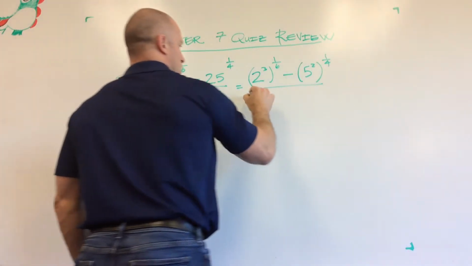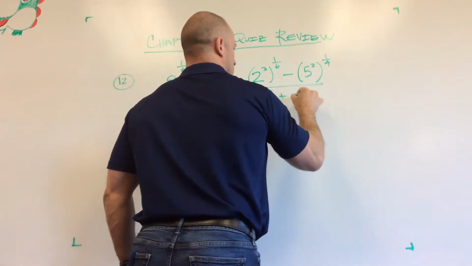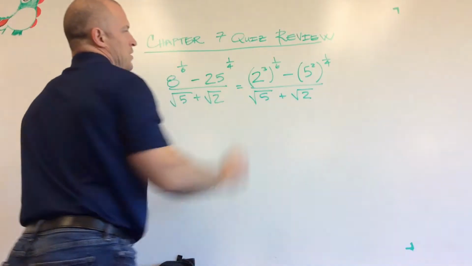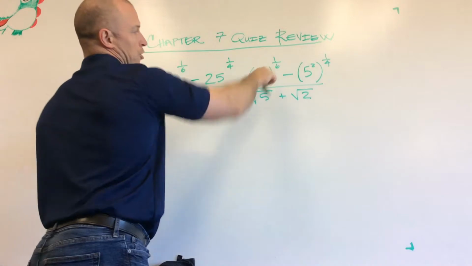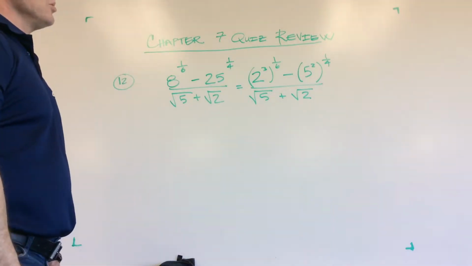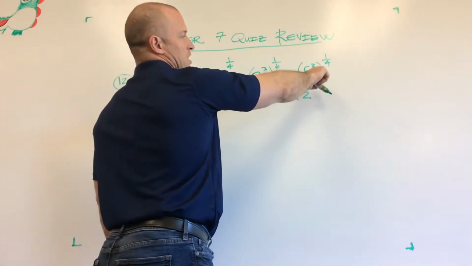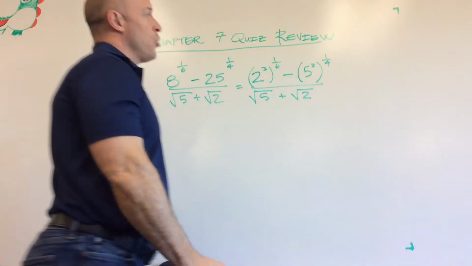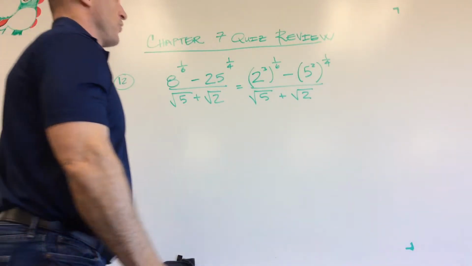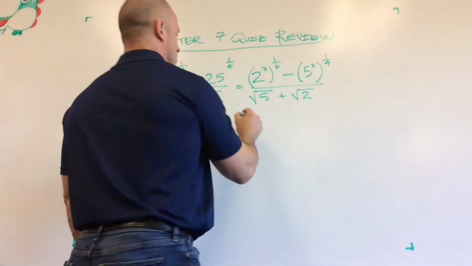We'll leave in place our radicals here on the bottom for the moment. This is going to be 2 to the 3/6, or the square root of 2. Similarly, this is going to be 5 to the 2 over 4, or 5 to the 1/2, so the square root of 5. So we can rewrite this as such.